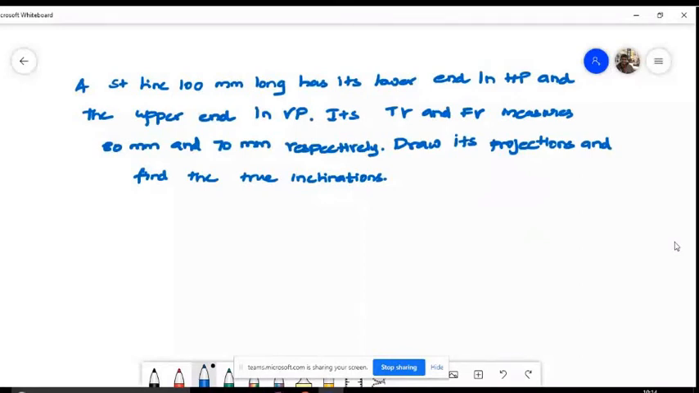Audio, I'm not able to hear properly. Can you say it again? Sir, in this question, I think we are not going to represent the angle in the diagram. No, actually, as I already told, the straight line is inclined to both HP and VP. Yes, sir. It's not perpendicular to HP or VP. The straight line is inclined to both HP and VP.